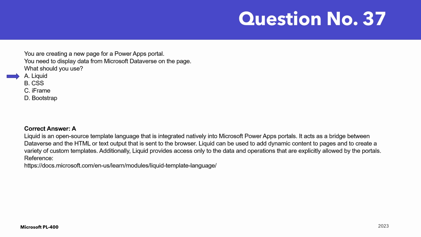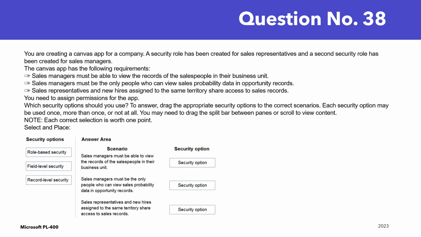You are creating a Canvas app for a company. A security role has been created for sales representatives and a second security role has been created for sales managers. The Canvas app has the following requirements: sales managers must be able to view the records of the salespeople in their business unit. Sales managers must be the only people who can view sales probability data in opportunity records. Sales representatives and new hires assigned to the same territory share access to sales records.